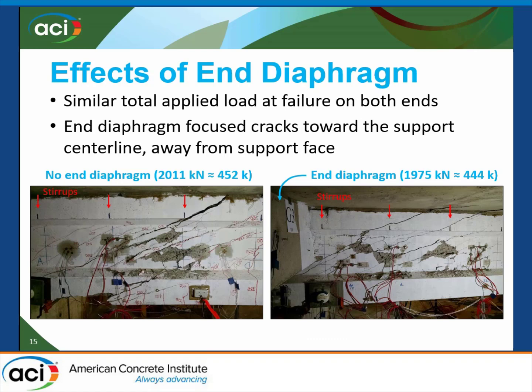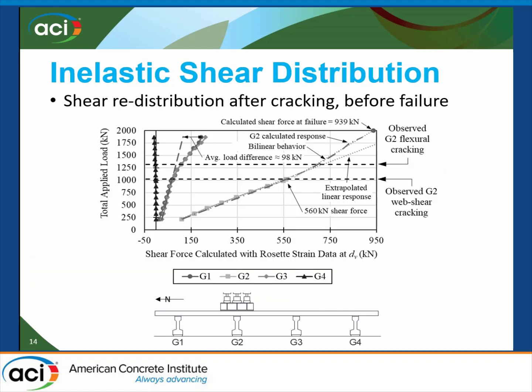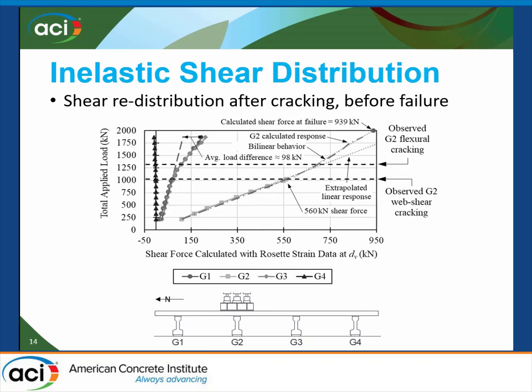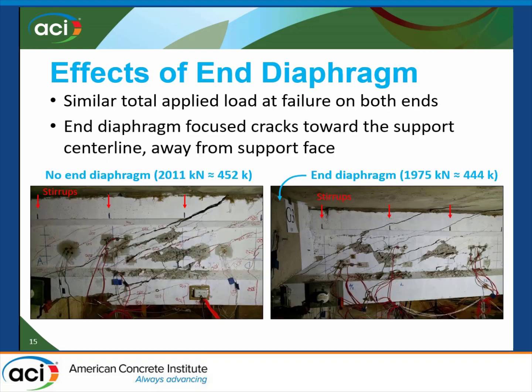So how did the diaphragm affect this? I talked a little bit about the applied load. Sorry, let me go back one here. The calculated shear force at the very top there was 939 kilonewtons, pretty close to the one before, which is about 916. Very top point up there, and I'll cover that one more time here. But the diaphragm seemed to not have a large effect in that the total applied load at failure on either end was about the same. And that's shown in the parentheses down there in blue. No end diaphragm failed at about 2,000 kilonewtons. With an end diaphragm failed at about 1975 kilonewtons, within 10% of each other.